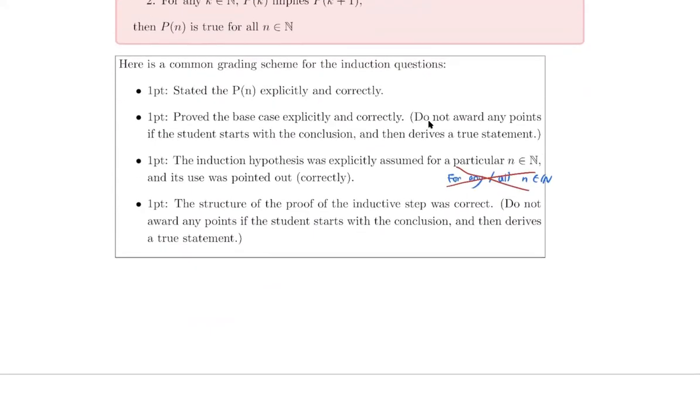Also, when you use your inductive hypothesis, you need to say "by inductive hypothesis" or "by IH." So this is important as well. And lastly, your induction proof. Again, the most common mistake is that you start with the conclusion and then derive a true statement. That's just rough work, so please don't do that. Start with what's given and prove what you need to prove. Don't start with what you need to prove.